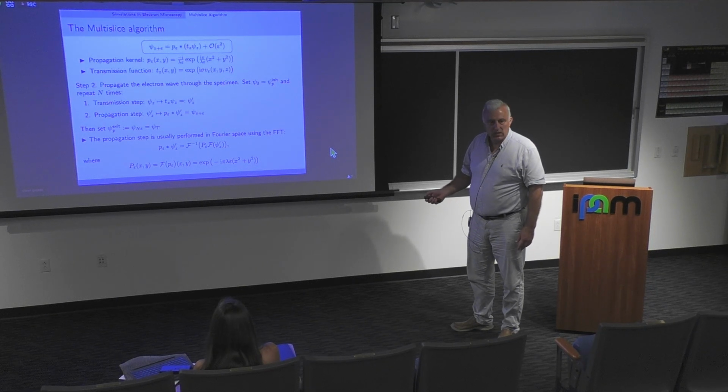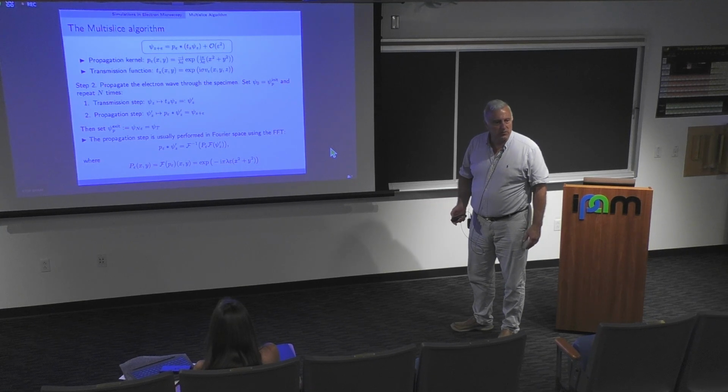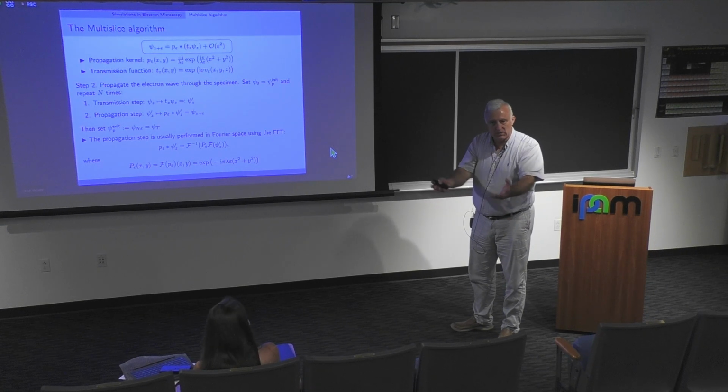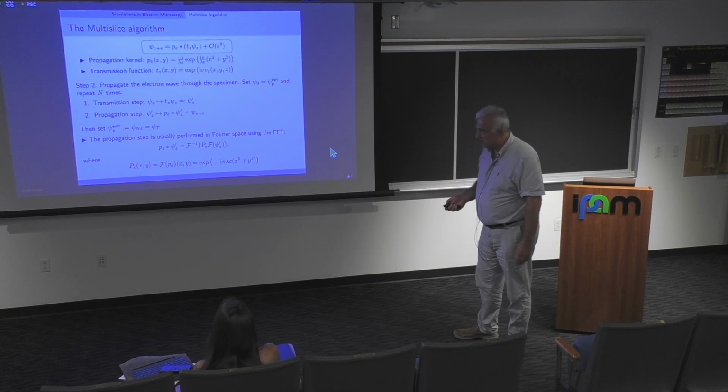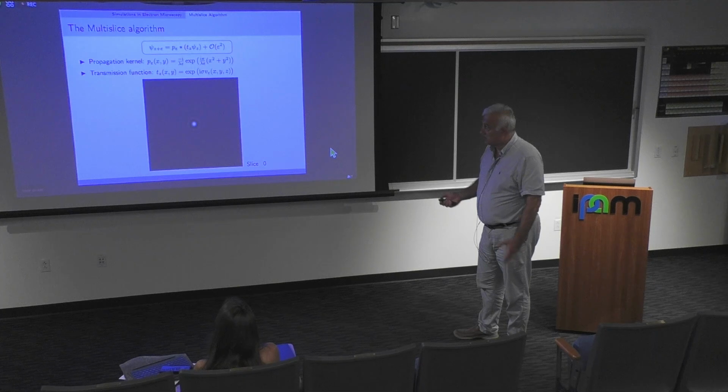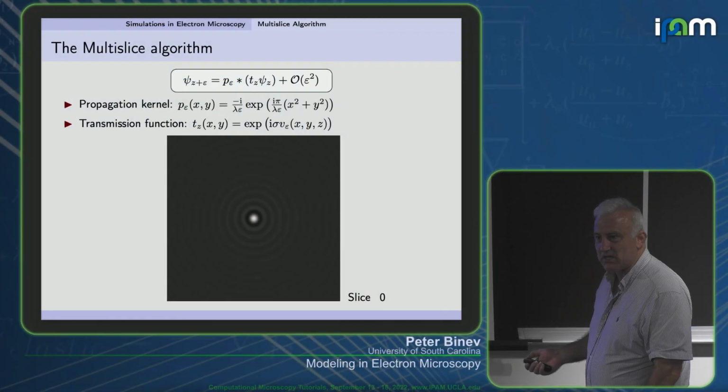We actually use a real space method when we calculate directly the convolution for the limited space, which pays off in some cases. So that is just to demonstrate what is happening. So that is the multi-slice algorithm.